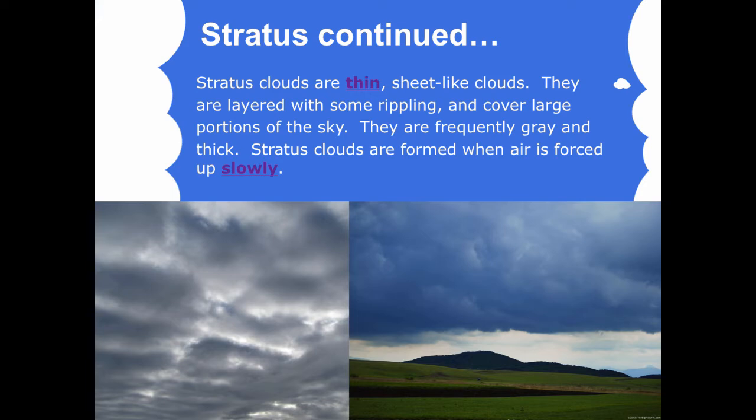Looking at the picture, you can see they're a little bit ripply. They're definitely gray, and they take up a large portion of the sky. And they can look sheet-like and layered if you were to go way, way, way far away from them to see them.